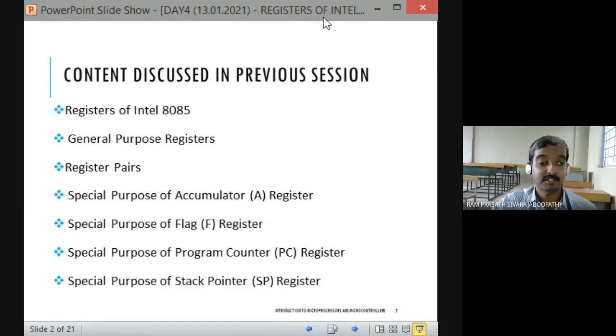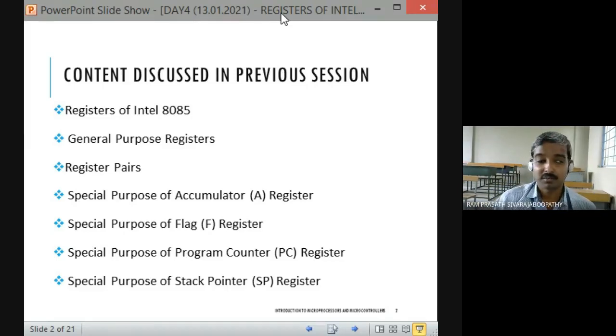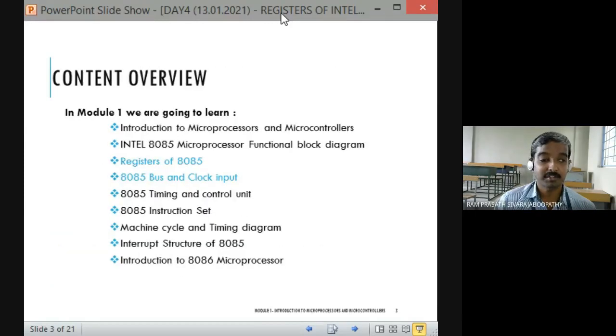Stack pointer register. What about the special purpose of stack pointer register? It points to the address of the stack memory. Very good. Top of the stack memory. Clear? Very good. Okay. So now we will continue about the registers of Intel 8085 microprocessor this session. Then we will go with 8085 bus and clock input. Okay, fine.